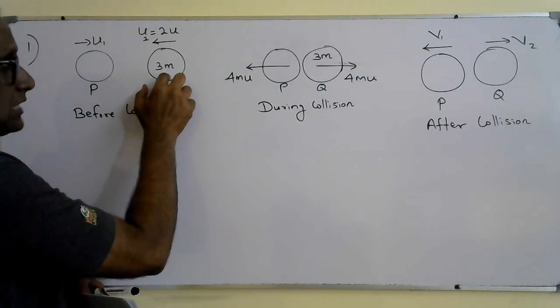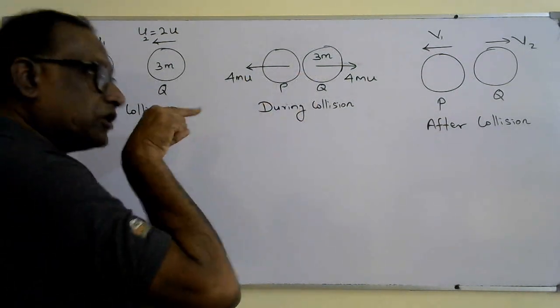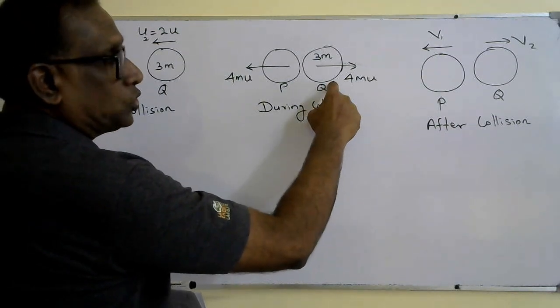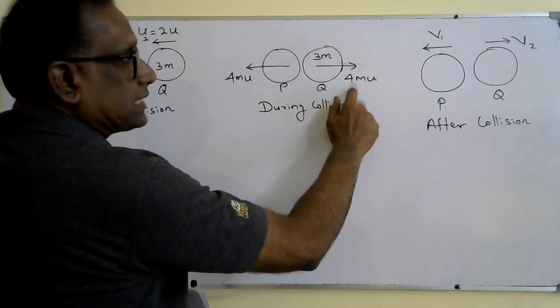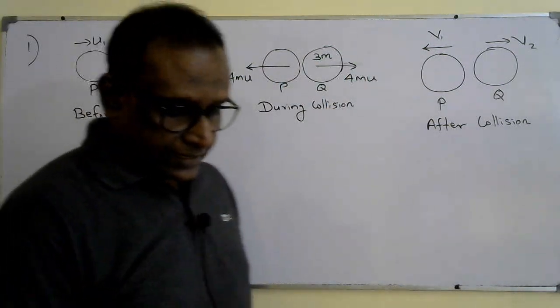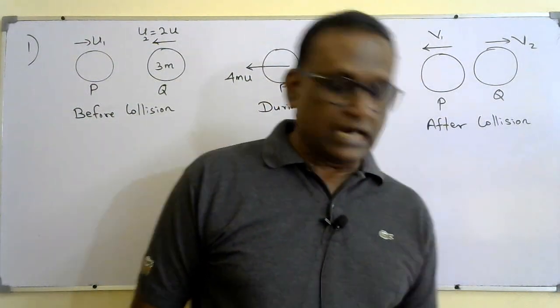So Q will experience force this way. If you draw the force diagram, P is going to exert force on Q in that direction. So the direction of the impulse on Q will be towards right. Change in momentum of Q also will be towards right. The question A part: find the speed of Q immediately after collision.